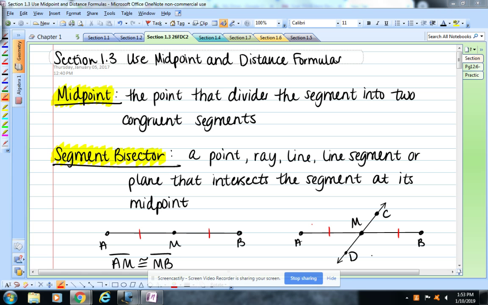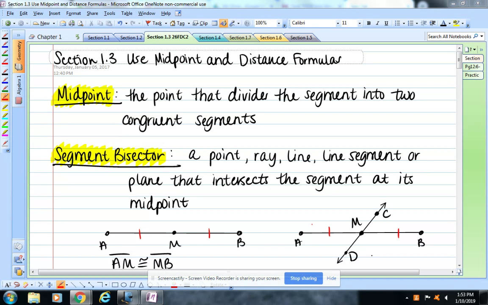Okay, so we're going to do section 1.3 today, and that's going to be revolving around the distance and midpoint formulas. We're going to spend the majority of the class talking about a midpoint. All right? Well, a midpoint is exactly what it sounds like it is. It's the middle point of a segment. All right? So it says that it divides a segment into two congruent segments. What does congruent mean? They have the same measure, right?